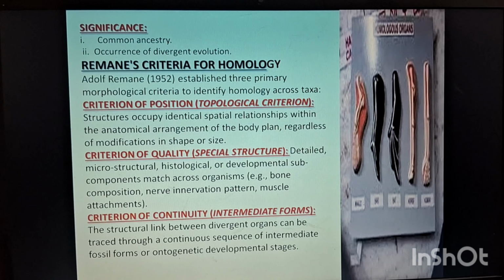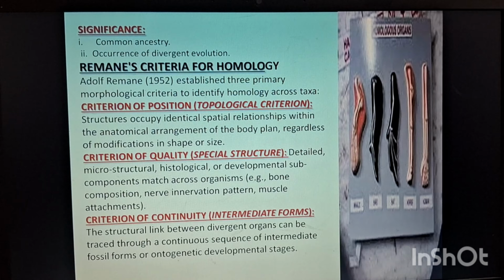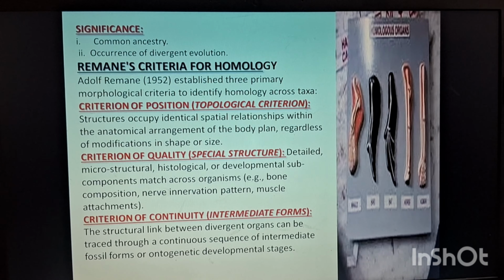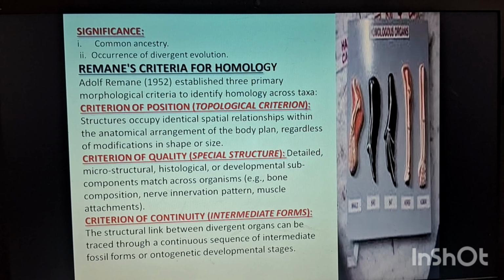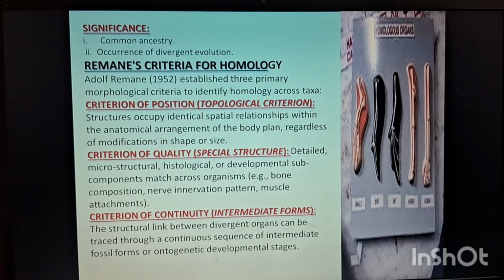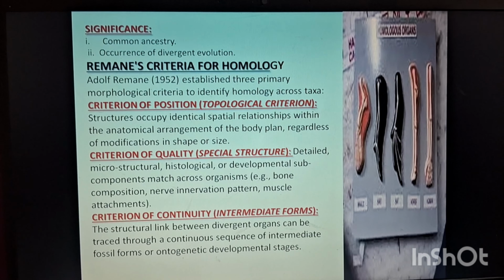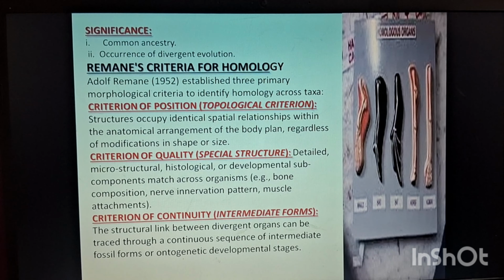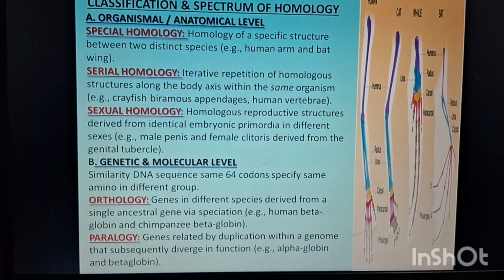Next, criterion of quality, that is spatial structure. Detailed microstructure, histological or developmental, and subcomponents match across organisms. Example, bone composition, nerve innervation and muscle attachments. Next, criterion of continuity, that is intermediate forms. The structural link between divergent organs can be traced through a continuous sequence of intermediate fossil forms or ontogenic development stages. Next, classification and spectrum of homology.